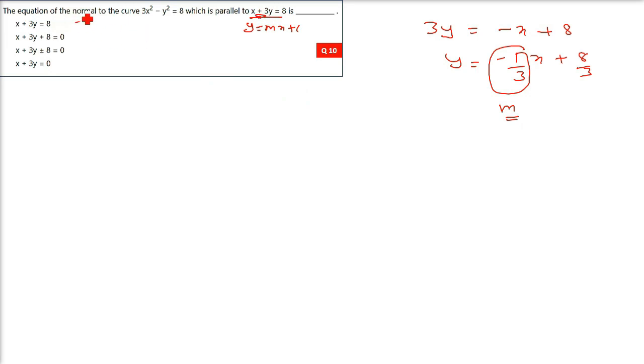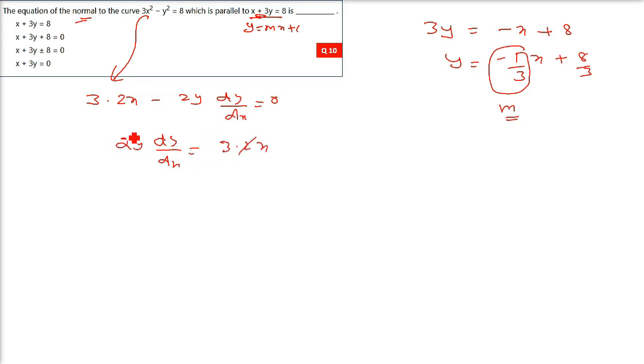So there is just a twist here. You are not going to find out the equation of the tangent. You have to find out the equation of the normal, which is parallel to x plus 3y equals 8. So negative 1 by 3 will remain as the slope. Now let us differentiate this because we need the points now. Slope is already with us. I'm differentiating this. You know how to differentiate this, and we are going to solve this. Whatever we get from here, you can cancel these two.